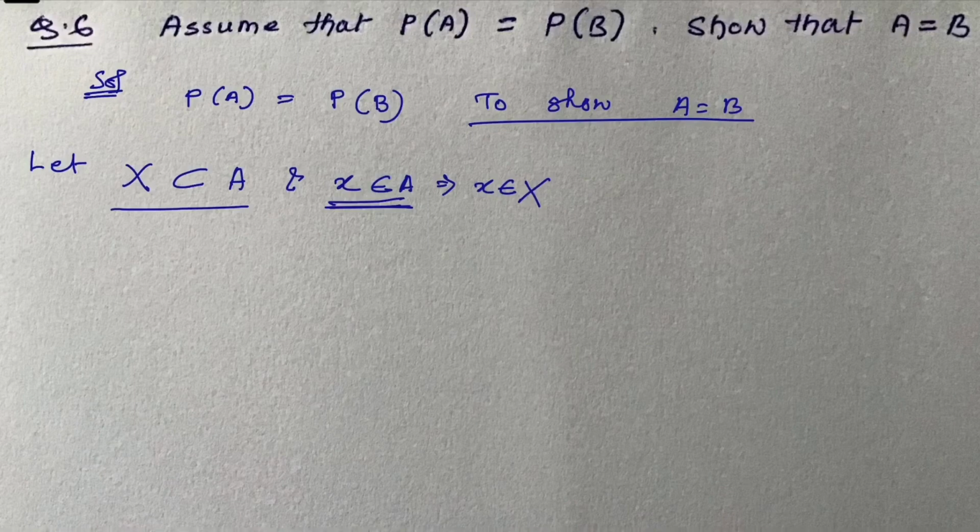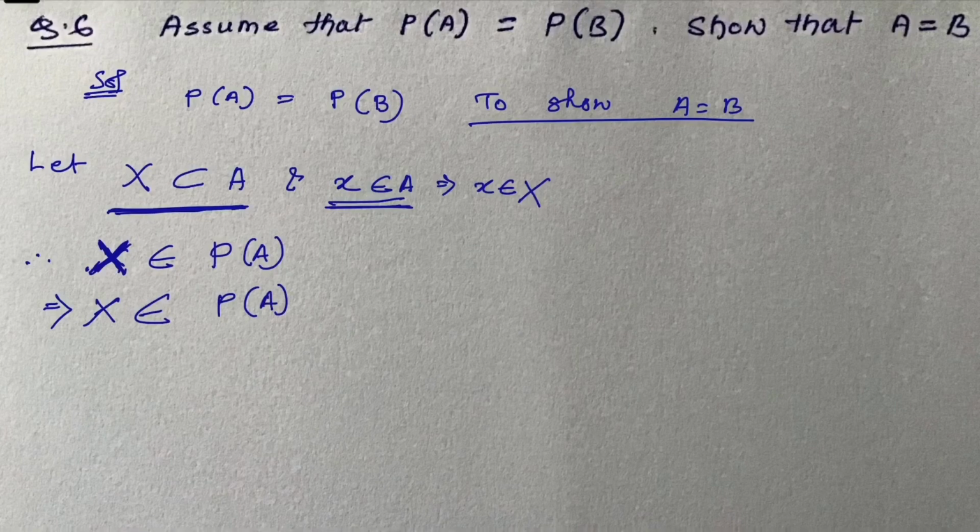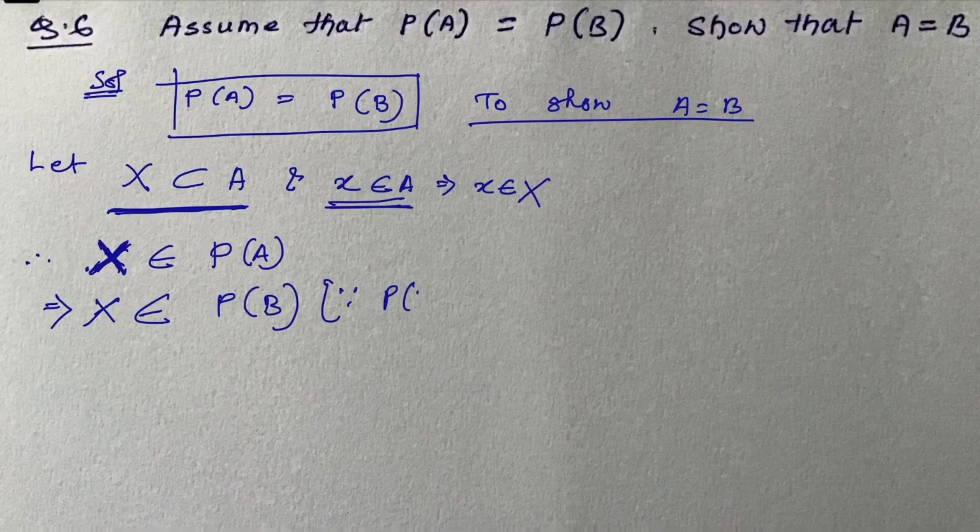Okay, now here you can see, if capital X is a subset of A, then we can say therefore capital X belongs to power set of set A. Okay, so capital X must belong to power set of set A. Okay, so now capital X also belongs to power set of set B, because it is given that power set A is equal to power set B. Okay, since power set of A is equal to power set of B, that's why we can replace PA by PB.